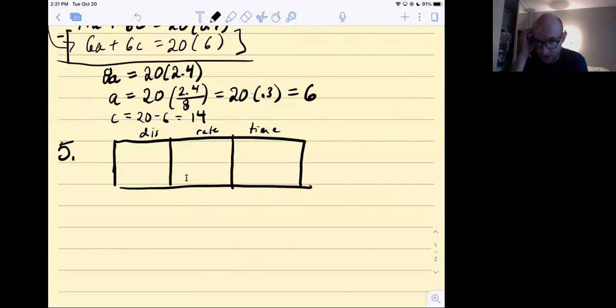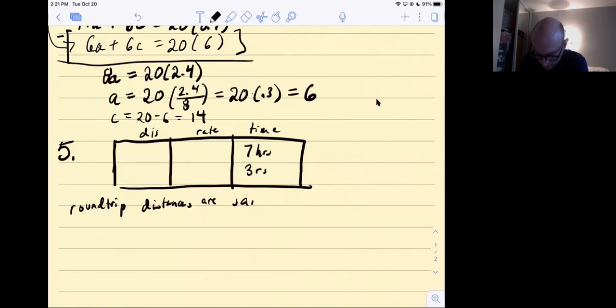Okay, so we know that Kayla takes 7 hours on the road. The return trip takes 3 hours. And this is a round trip, so the distances are the same. So we can do D and D. Now, does anyone know what I should put for the first trip? Oh, by the way, the current is 6 miles per hour.